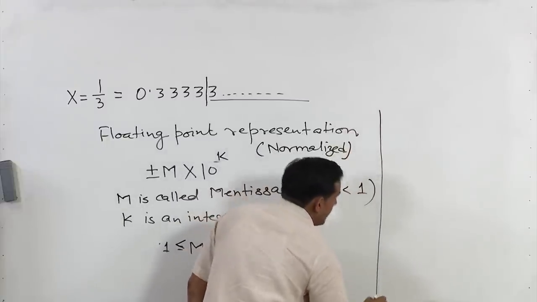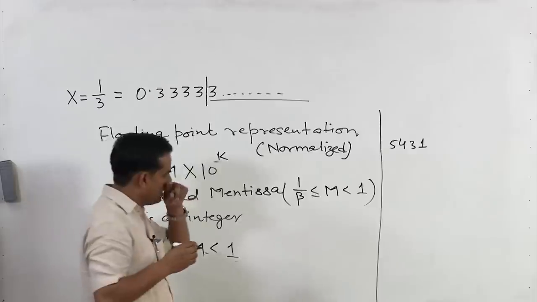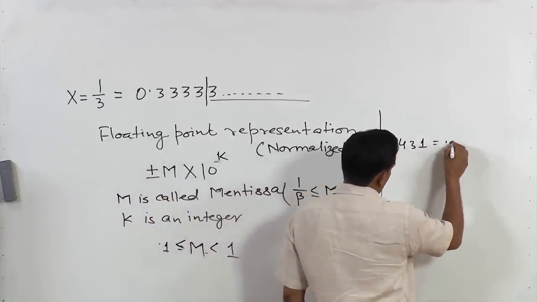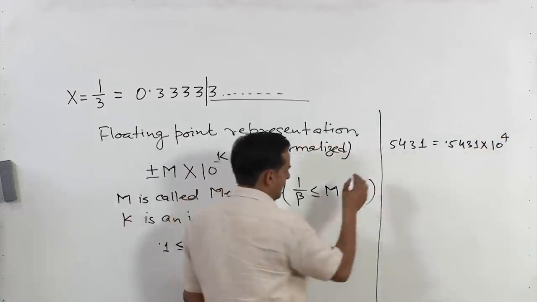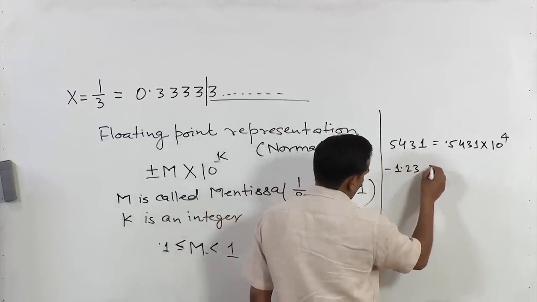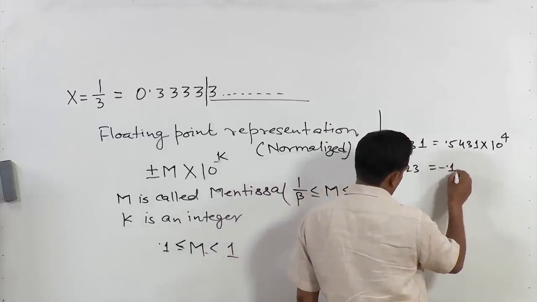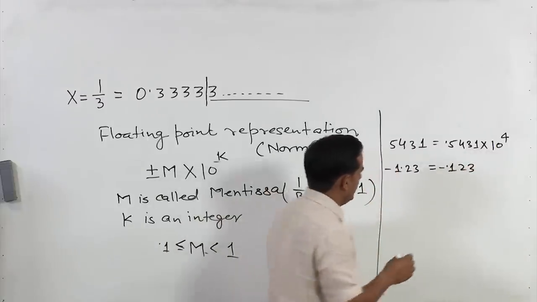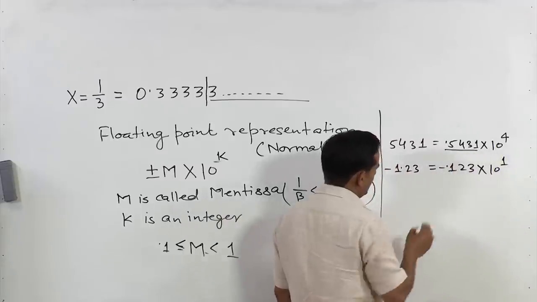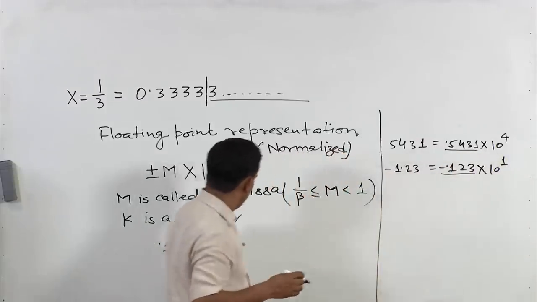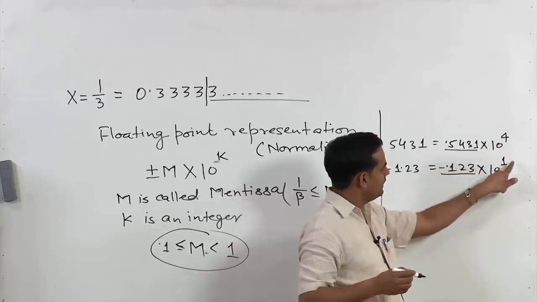So for example, if I am having a number, let us say 5431, in floating point form this particular number can be written as 0.5431 into 10 raised to power 4. Similarly, if I am having a number minus 1.23, then this particular number can be written as minus 0.123 into 10 raised to power 1. So, here you can see the mantissa is 0.5431, here the mantissa is 0.123, and each one is coming in this range. And then k is 4 here, k is 1 here.